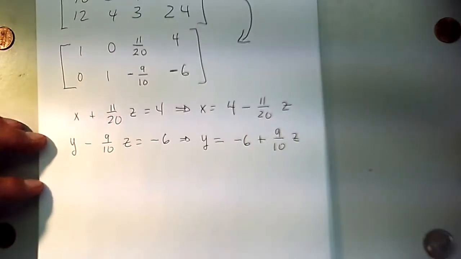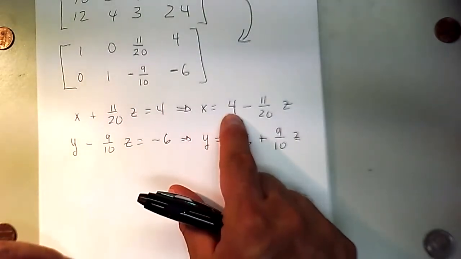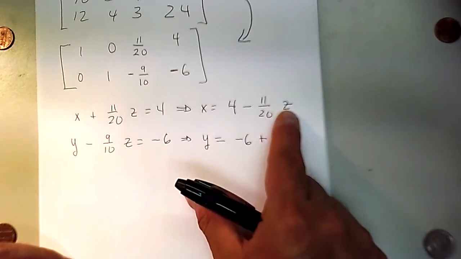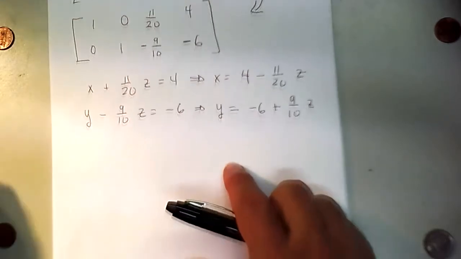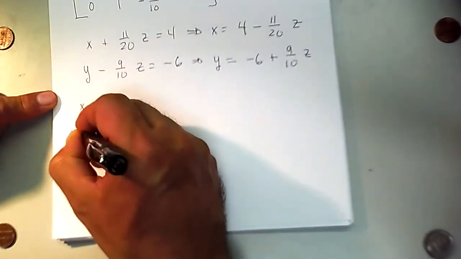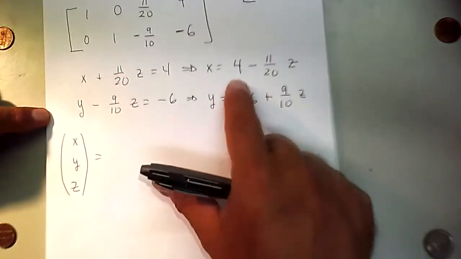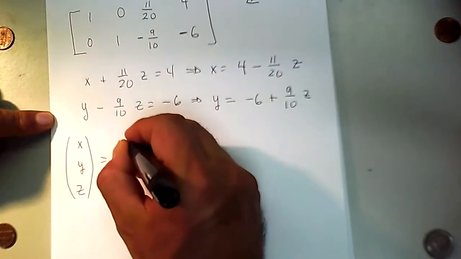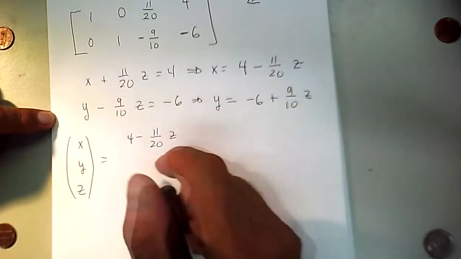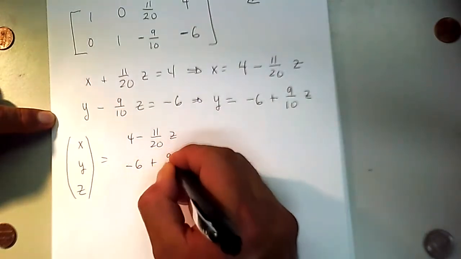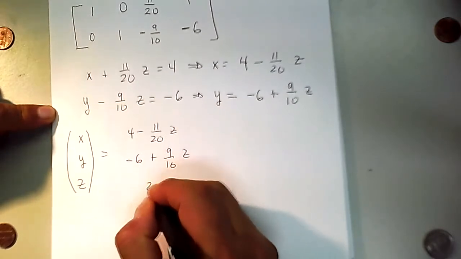Now, z has to be positive. So the most x can be is 4, because we have to subtract some z from this 4. And see, let me write this down. So the vector x, y, z, which is our solution vector, is 4 minus 11 over 20 z for the x. For the y, negative 6 plus 9 over 10 z, and then z.